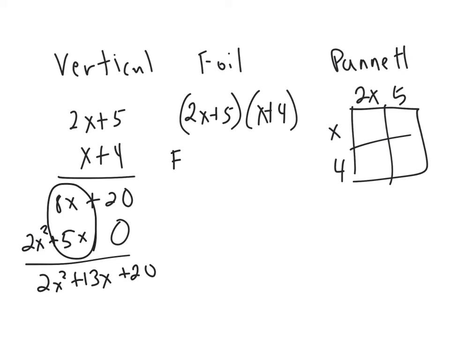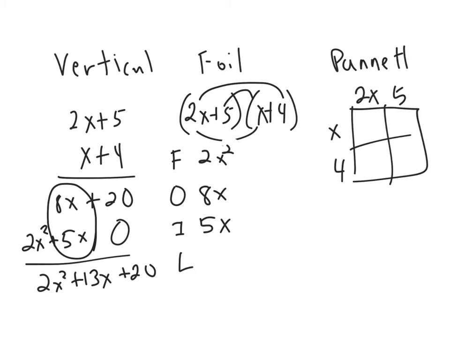So first term, it's going to be 2x times x is 2x squared. That's a great squared there. Outside term is going to be 2x times 4. That's going to be 8x. Inside term is going to be 5x. And last term is going to be 5 times 4, which is 20. And again, these two come together to give us our 13x, don't they?